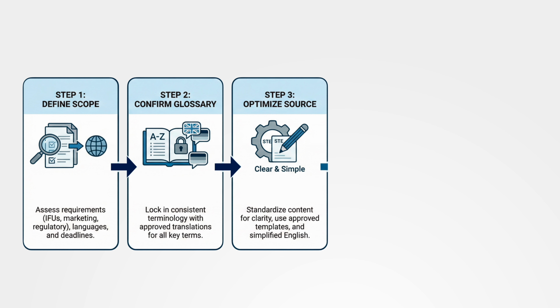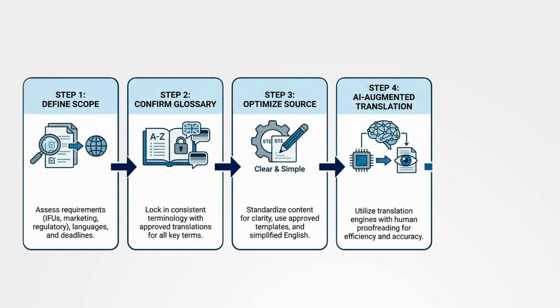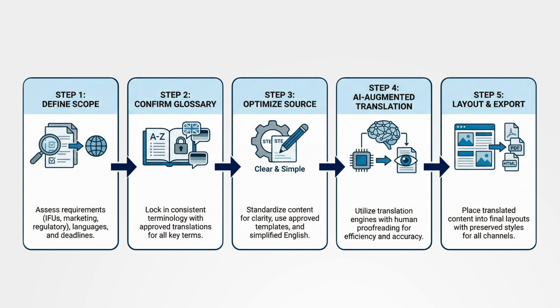Step 3. Optimize source content. Engineers, regulatory specialists, and marketeers all write source materials. Establish a consistent standard of clarity across the team so that every document is translation-ready before it reaches the translation engine. Step 4. Run AI-augmented translation. Feed your optimized source content and confirmed glossary into a translation engine. Machine translation accelerates the process, but manual proofreading remains essential. Step 5. Layout and export. Place translated content into layout templates with preserved paragraph and text styles. These techniques can save hours of formatting work.